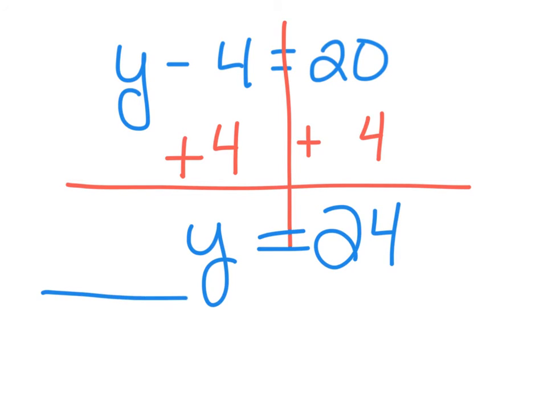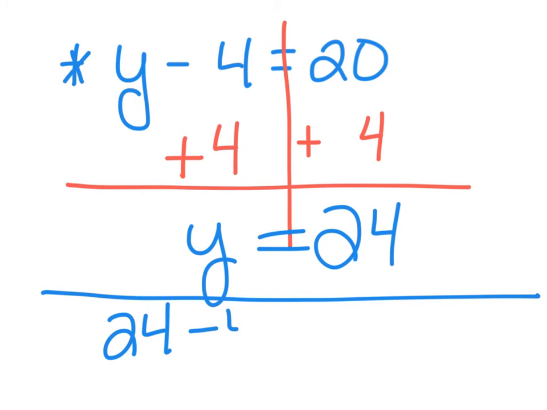I'm going to do my check. I'm going to substitute in my original equation. Instead of putting y, I'm going to put 24 minus 4, and I'm going to make sure that this statement is true, that it equals 20. And indeed, 24 minus 4 is 20, so our equation is balanced.